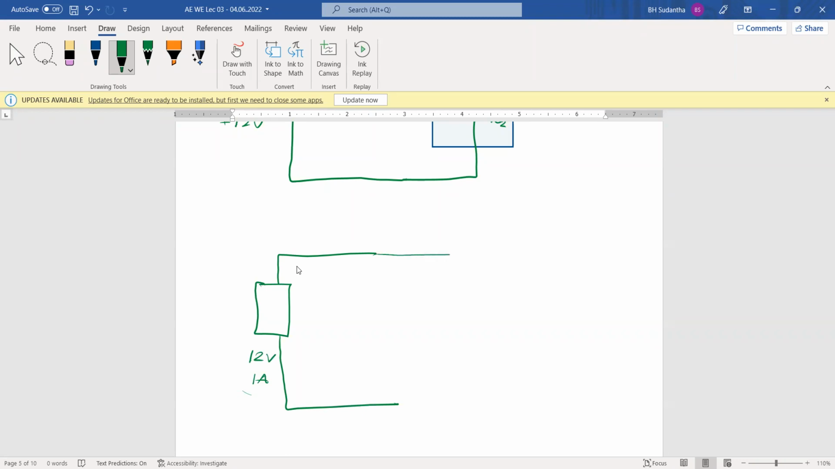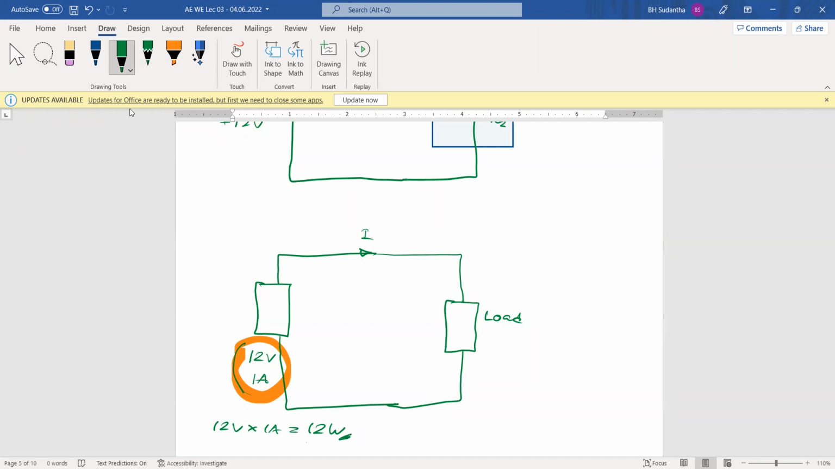But here, this is your circuit. This is the load. Load means our circuit. This is the battery. This is the current we are drawing from the battery, the power supply. When you take much more current, sometimes the battery voltage, the power supply voltage, may be reduced. Why? Here we have some kind of power. Here we have 12 volts into 1 ampere. It's 12 watts. This one is fixed.